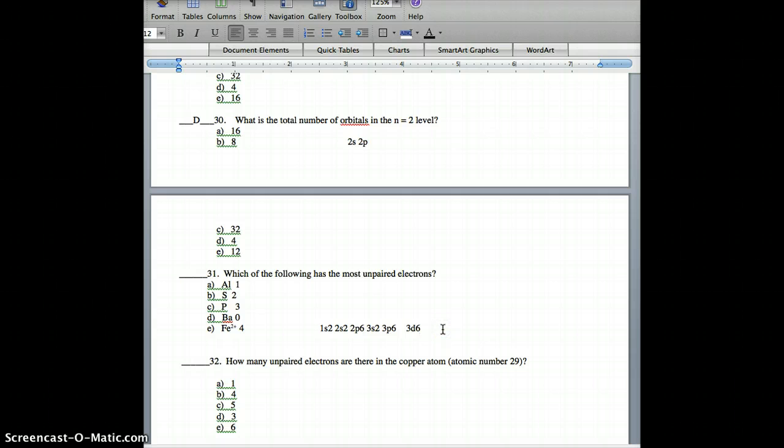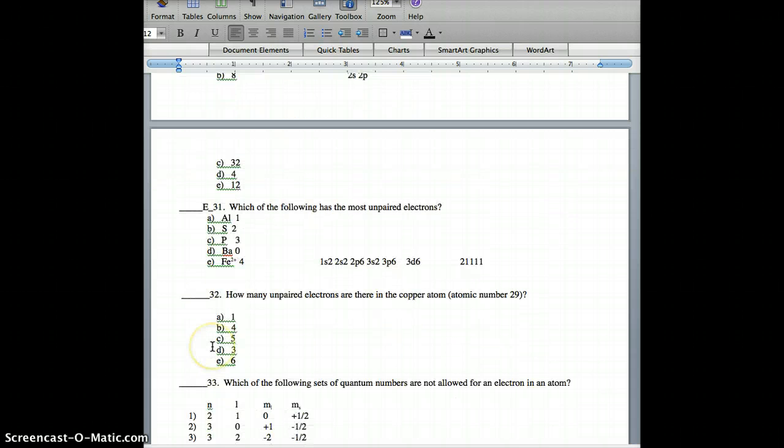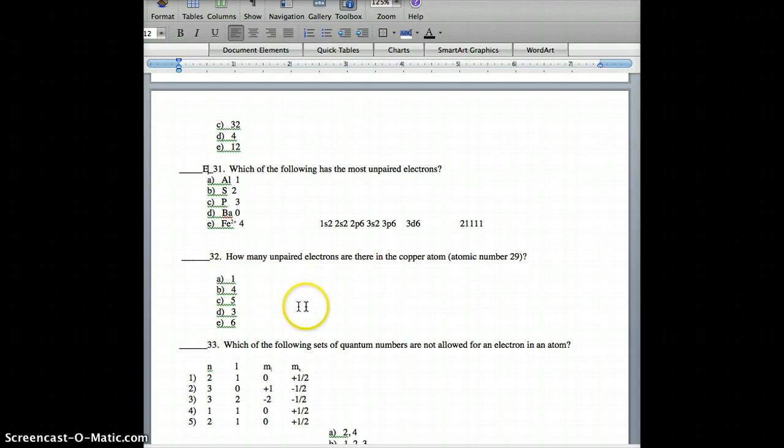Now, if we have a d6, there are 5 orbitals in a d sublevel. So first you'd go 1, 1, 1, 1, 1. That's 5 electrons. Then you come back and make this a 2 for the 6th electron. So how many unpaired do you have? 4. And that's why iron is the correct answer for that, E.